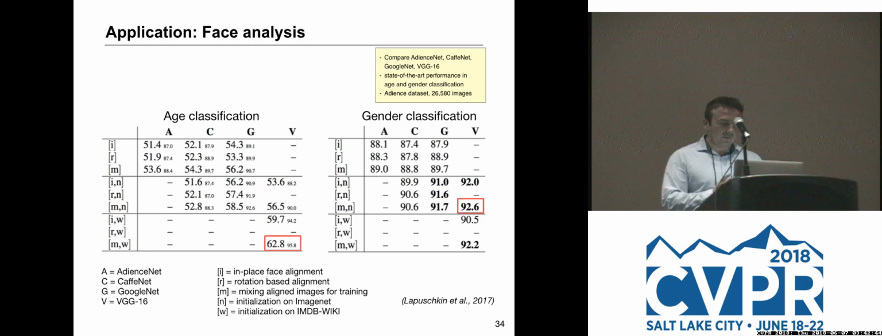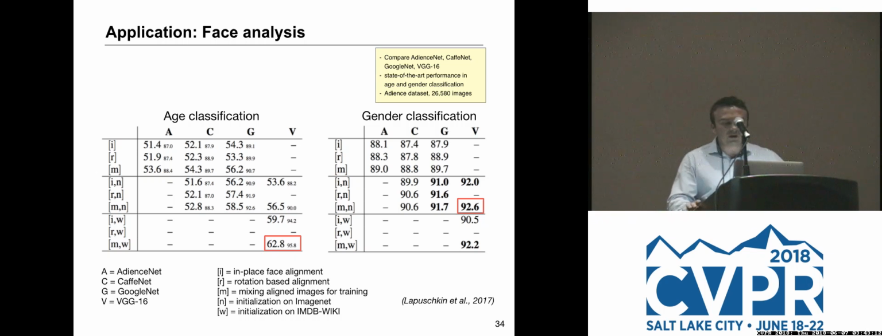So this model reaches like 62.8%, which is very good for this age classification task. If you use, for example, another type of initialization, if we initialize on ImageNet, then the performance is less. In this case, 56.5, and so on.